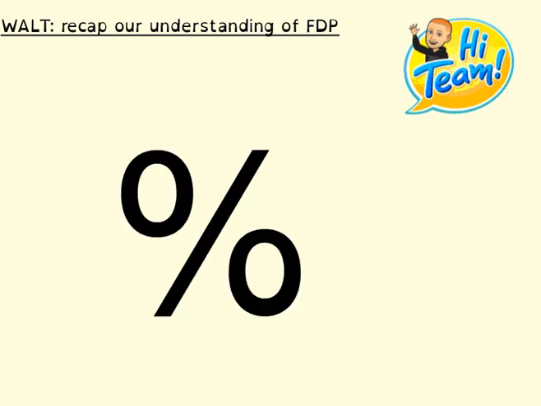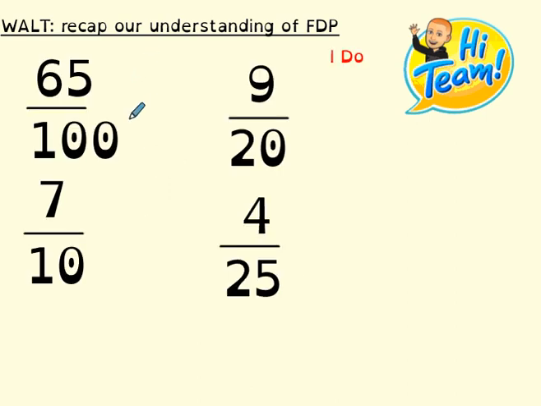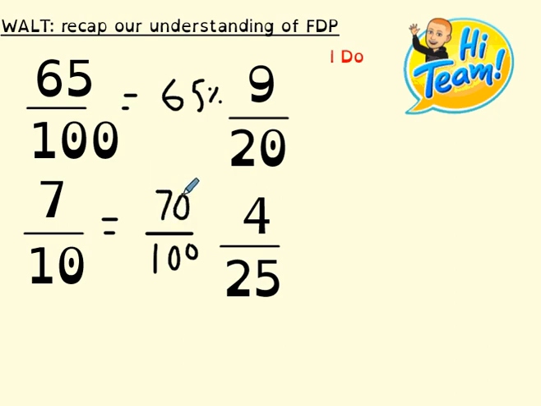Quick recap on percentages then. Fractions to percentages, 65 hundredths. When it's over 100, it's nice and easy because I can just take the numerator and make that my percentage. Nice and straightforward. When it's not over 100, I've got to try and get it over 100. So I know to get from 10 to 100, I times by 10. So to get from 7 to my missing value here, I times that by 10, which would give me 70. Because I've got it over 100, I can use that as my percentage, 70%.